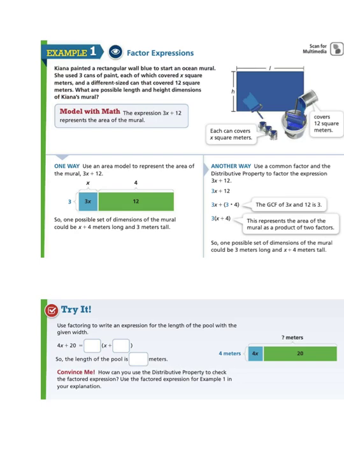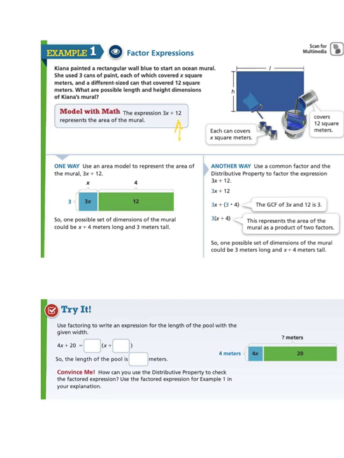All right, so here's example number 1. Kiana painted a rectangular wall blue to start an ocean mural. She used 3 cans of paint, each of which covered X square meters, and a different size can that covered 12 square meters. What are the possible length and height dimensions of Kiana's mural? So the expression that they have is 3x plus 12. How come they have 3x plus 12?